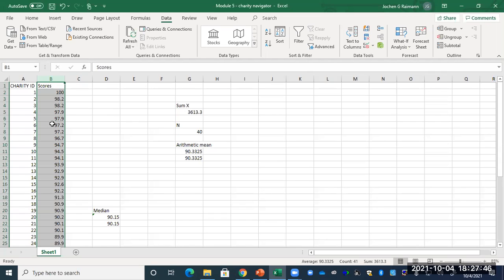Also, I got a different average. You got a different average? How did you calculate it? The median.